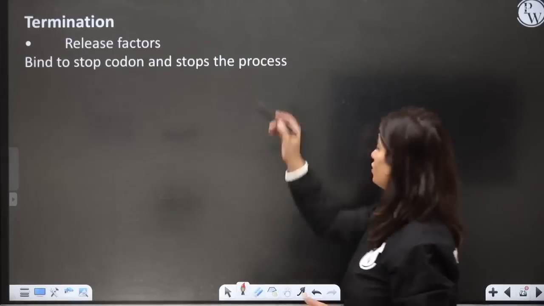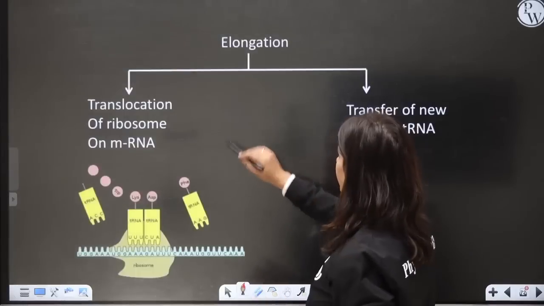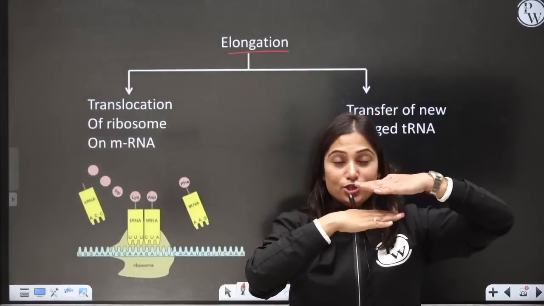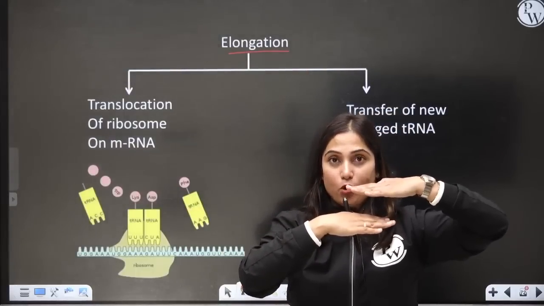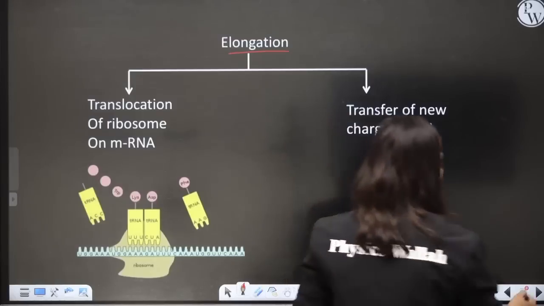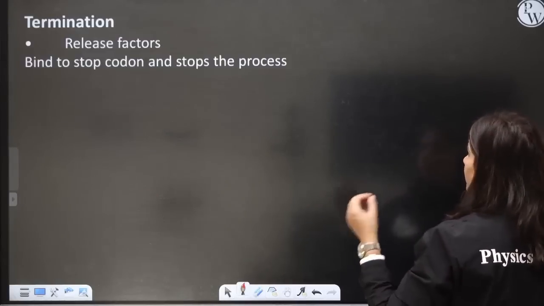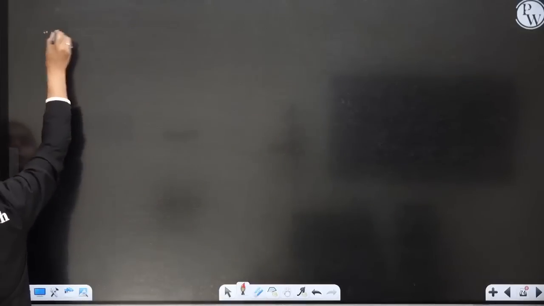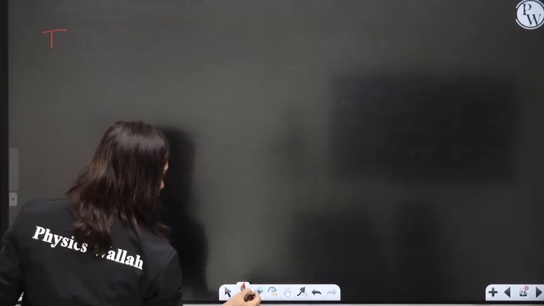Then the elongation comes, and what is involved during elongation? The translocation of the ribosome on the mRNA and transfer of new charged tRNA. And termination is the point where the process will stop. So let's discuss it in detail. First, let's discuss the initiation process.